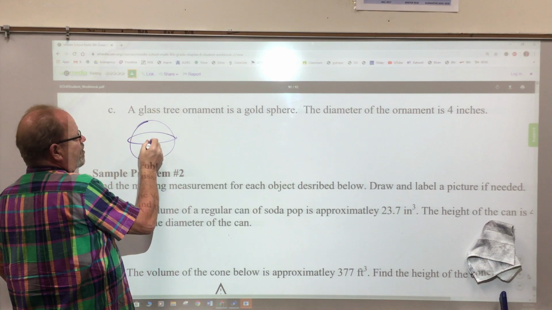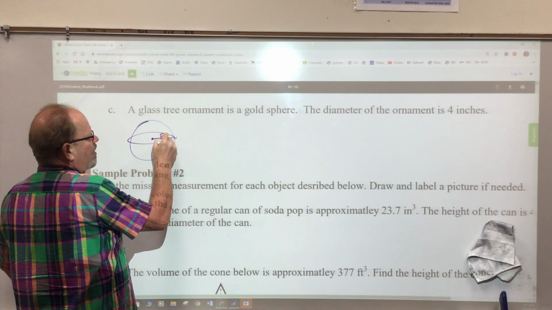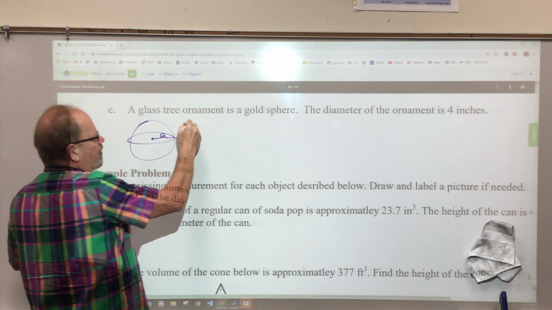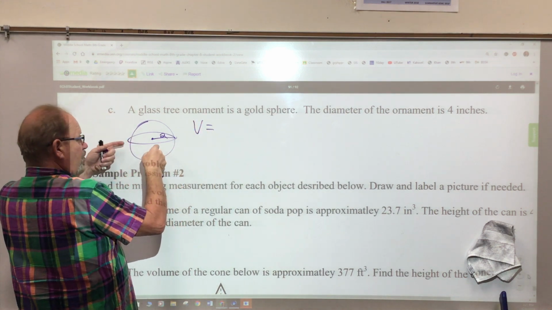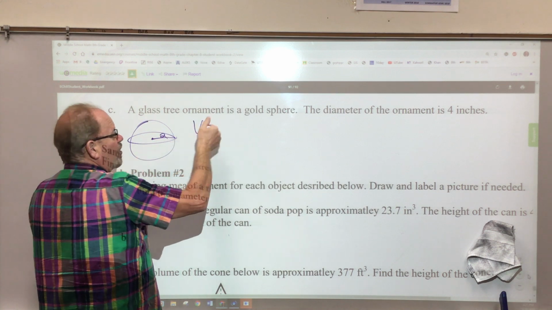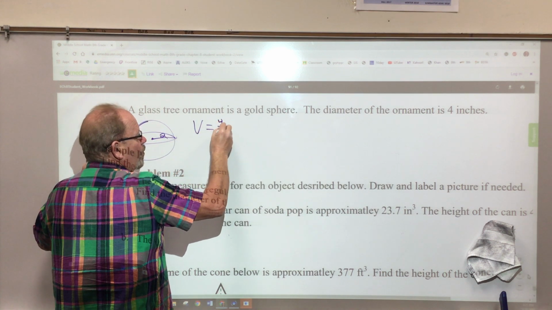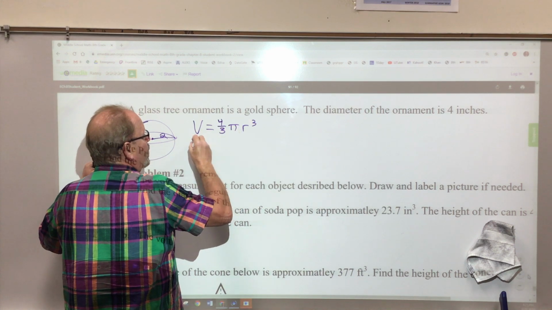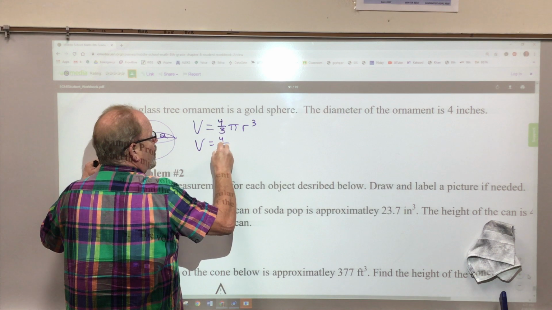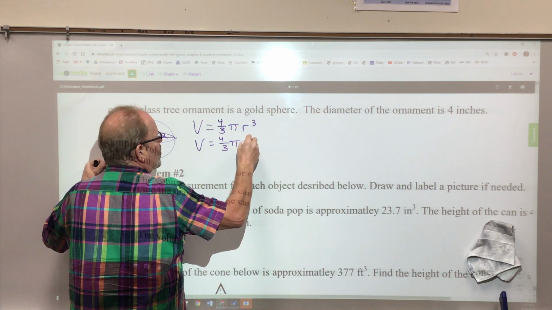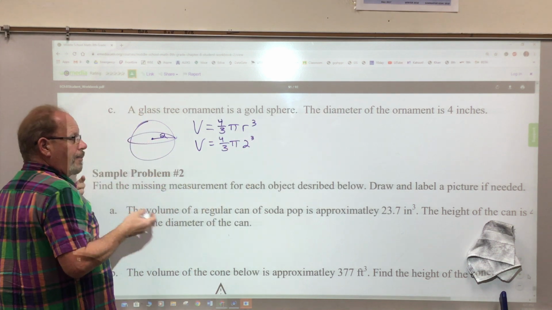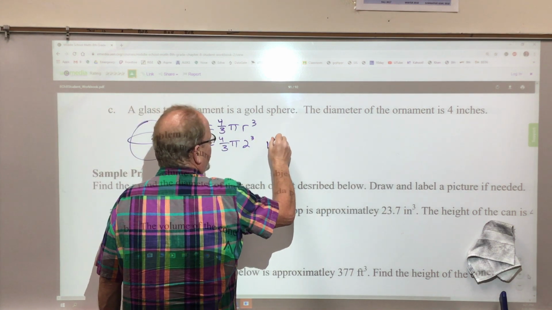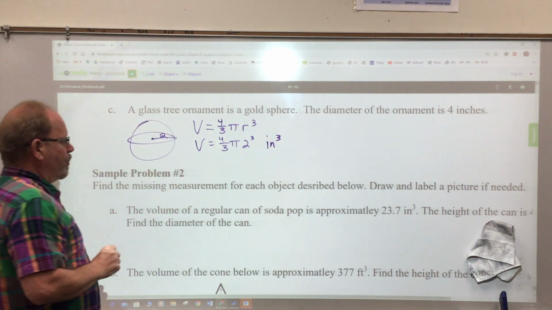Diameter is 4 inches. So how much is the radius? If the diameter is 4 inches, the radius is 2 inches. So the volume equals 2 hemispheres, 2 times 2/3, 4/3, pi r to the third. So the volume equals 4/3 times pi times 2 to the third power. Okay, put it in your calculator. Remember, this is inches, so this is inches cubed, or cubic inches.